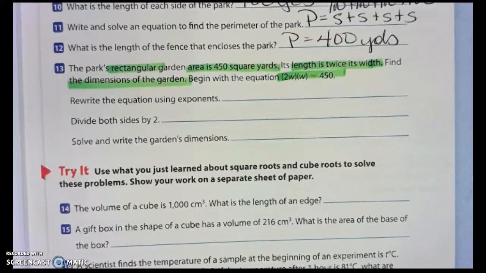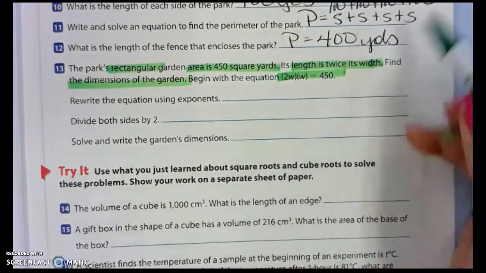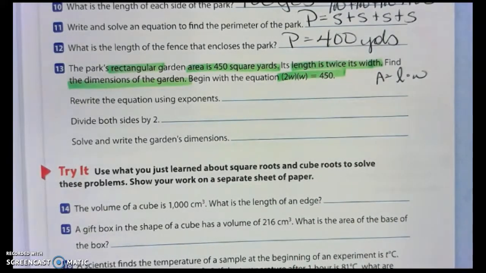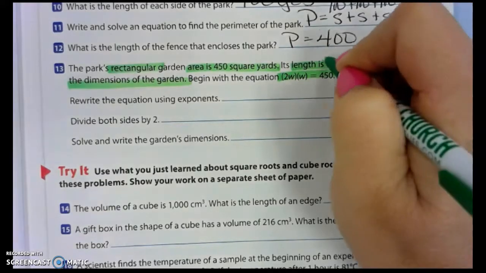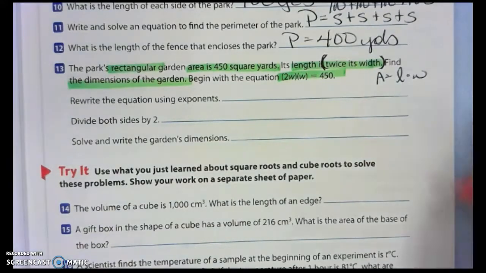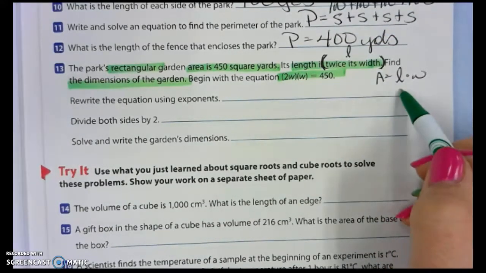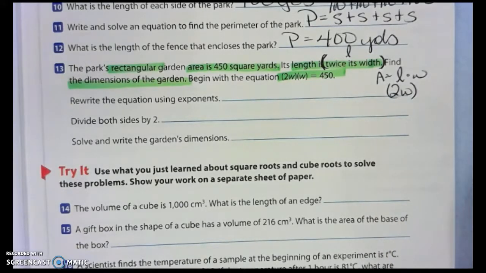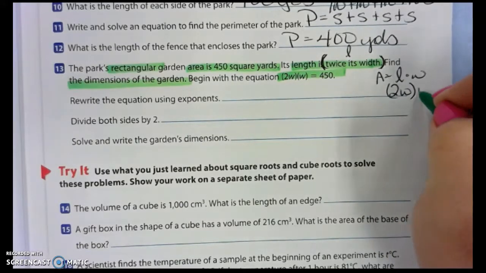The reason the formula is 2W times W: now, area for a rectangle is length times width. They told us that the length is twice the width. So L is equal to 2 times W. They didn't tell us anything about the width.